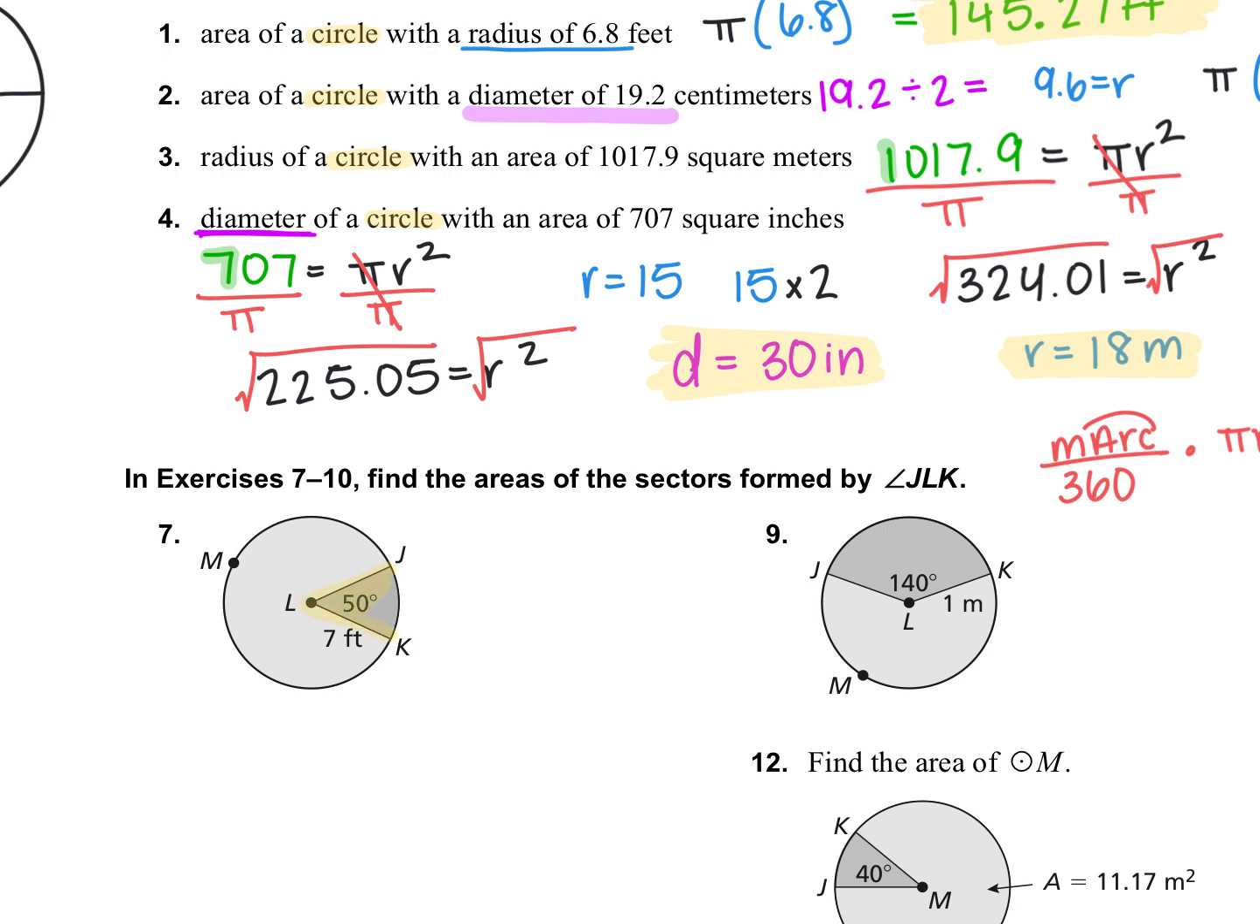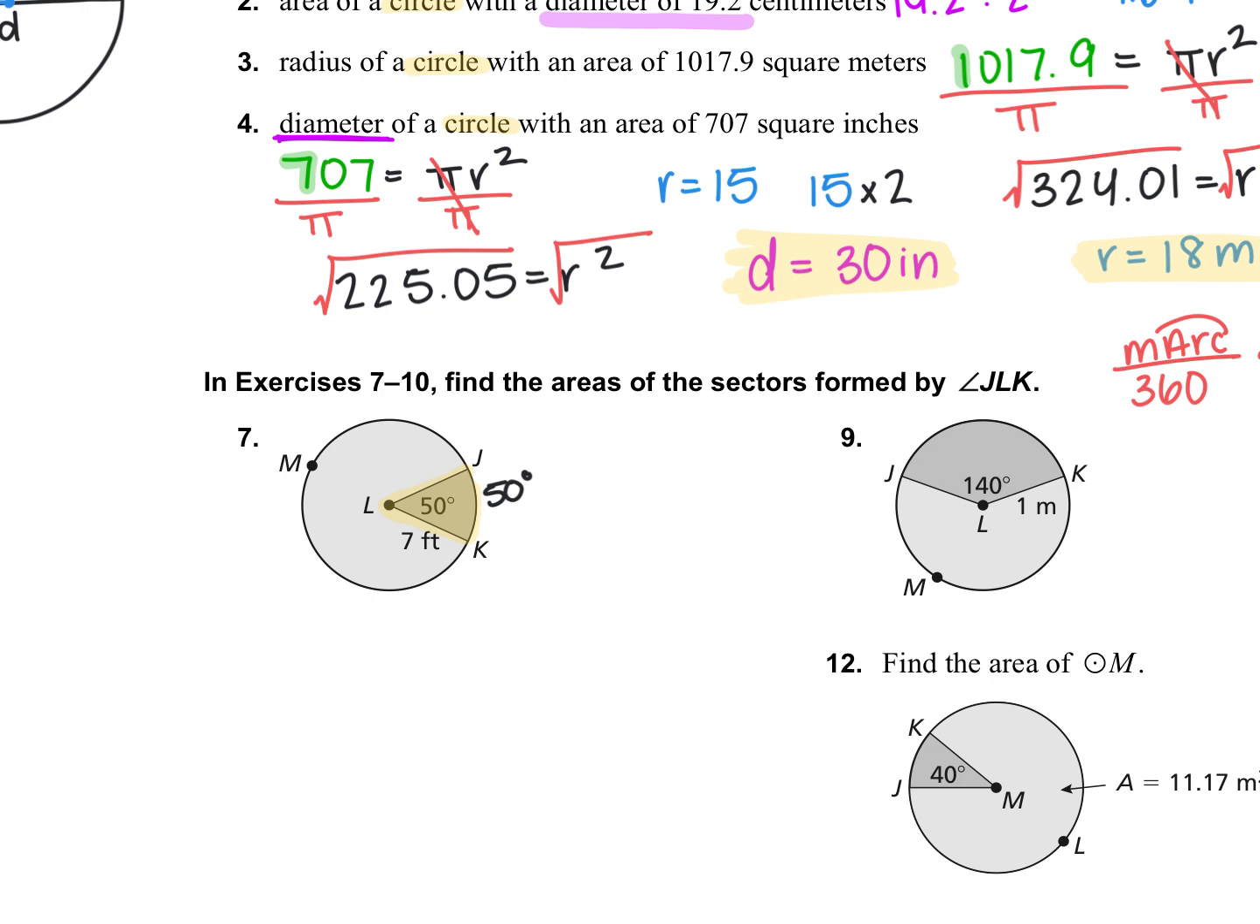In exercises 7 through 10, find the area of the sectors formed by JLK. So I'm finding right here in yellow. And what's the measure of the arc here? Good, because it's a central angle, my arc is also going to be 50. So I'm going to plug it in using the formula. We have 50 over 360 times pi. Are they giving me my radius? Yes. What is it? 7.